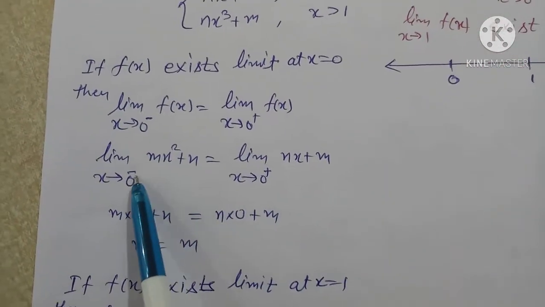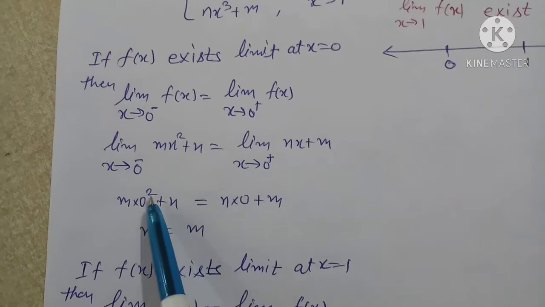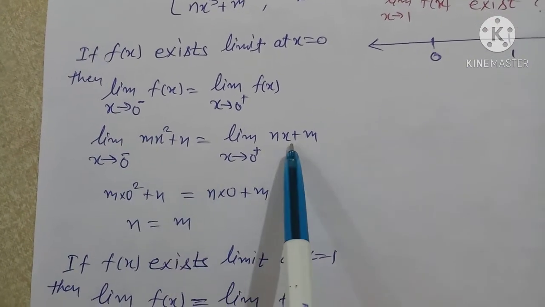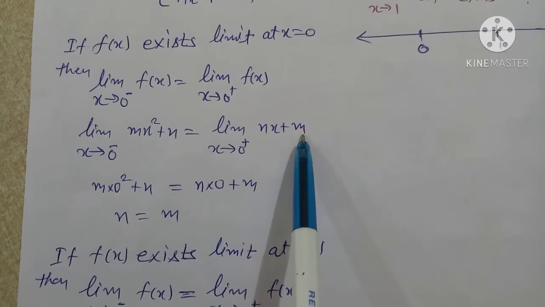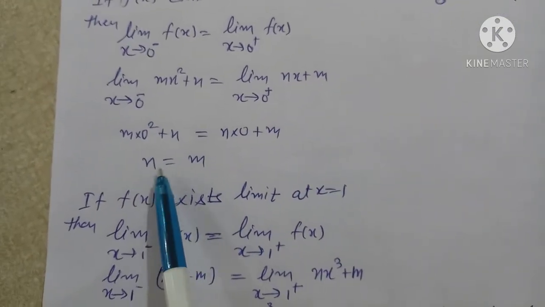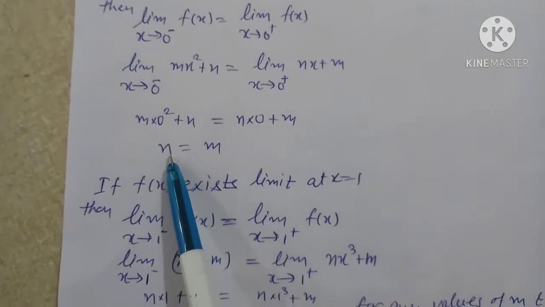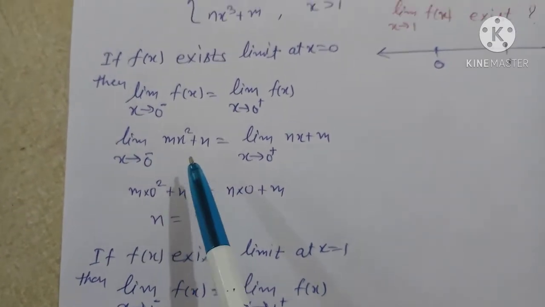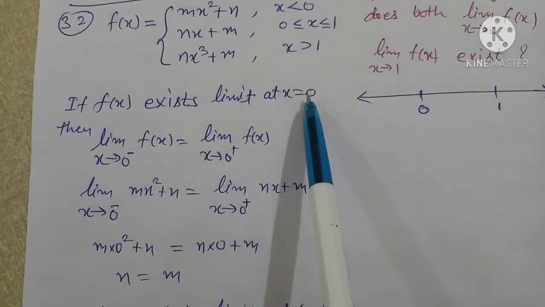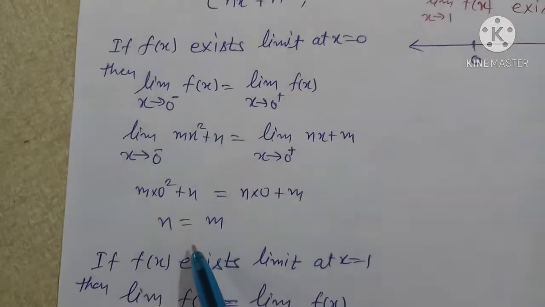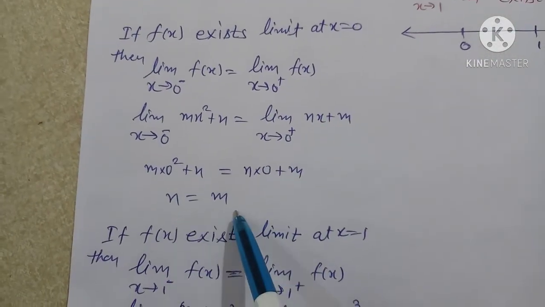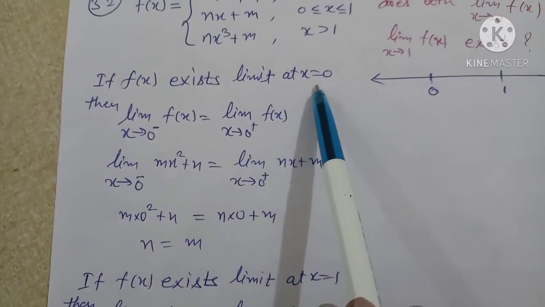Now write the limit. In place of x write 0. So here you will get only n, and there when x is 0, you will get m. So you will get n is equal to m. It means for m equal to n, the function's limit exists at x equal to 0. This is the value of m and n. If m and n both are equal, then the function's limit exists.